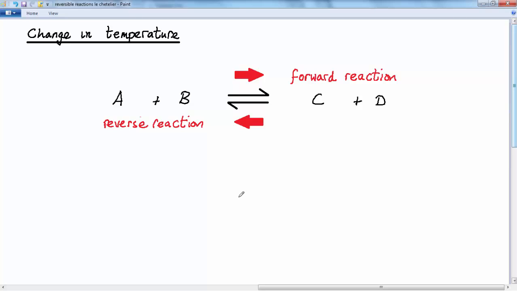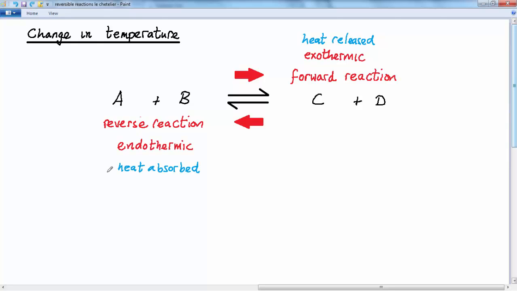Supposing that for our reversible reaction we change the temperature. Before we consider what effect that has, let's assume that in this particular reaction the forward reaction is exothermic. That means that as we go in this direction, as C and D are produced, heat will be released during the reaction. That always means that if one direction is exothermic, then the other direction will be endothermic, meaning heat will be absorbed. So going to the right, heat is released, exothermic. Going to the left, heat is absorbed, endothermic.